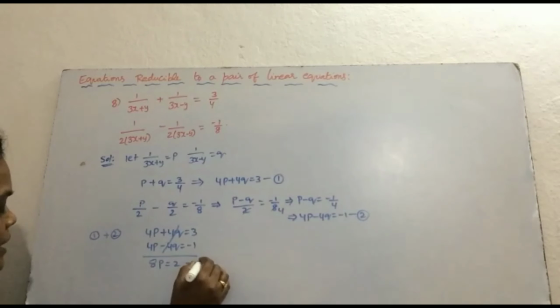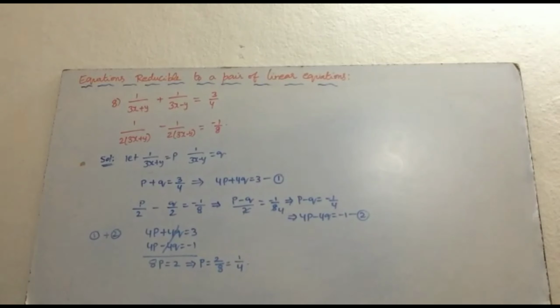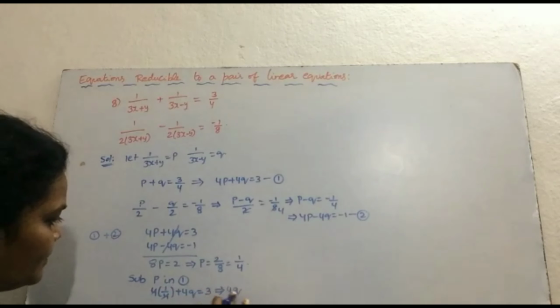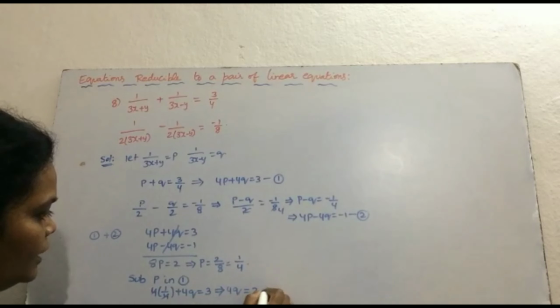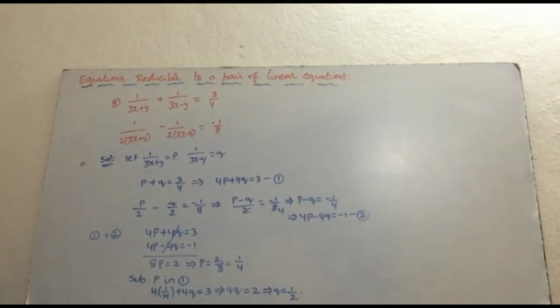That implies p is equal to 2 by 8, that is equal to 1 by 4. P equal to 1 by 4. Now substitute p in the first equation. In the first equation we will get 4 into 1 by 4 plus 4q is equal to 3. That implies 4q is equal to 2. That implies q is equal to 1 by 2. So p is equal to 1 by 4 and q is equal to 1 by 2.